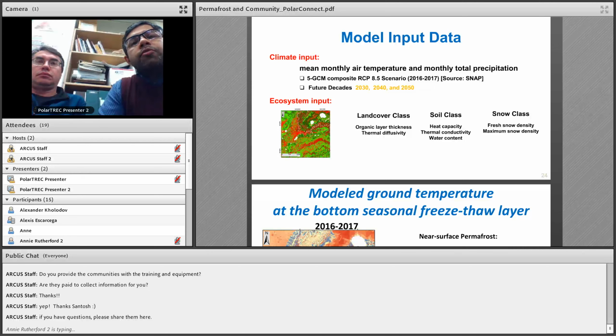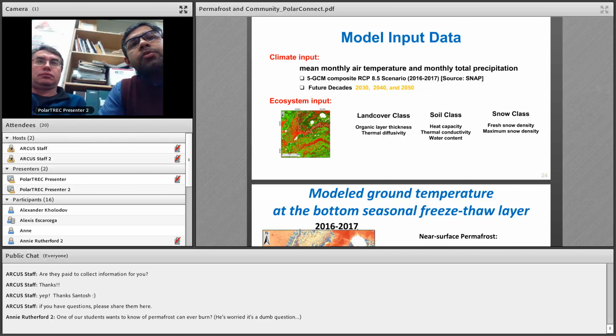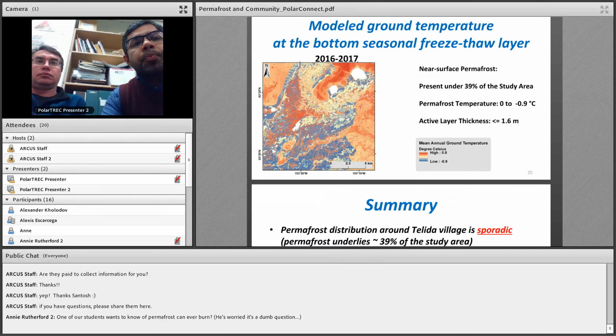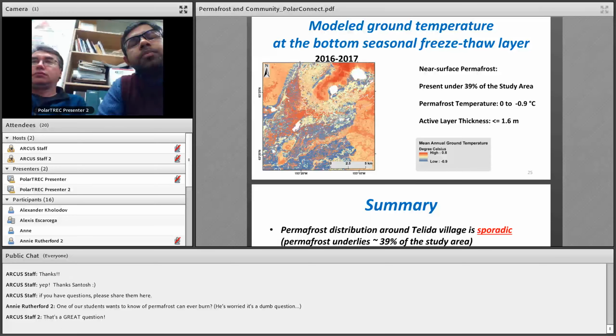We also need the snow information because snow sits on the top of this land cover for almost 5 to 6 months of the year. So we do have to take into account the effect of snow on ground temperature. So we also use snow thickness and density for modeling. And when we run the data through the model, we actually get temperature maps for the surface as well as a temperature map for a depth below the seasonal freeze-thaw layer.